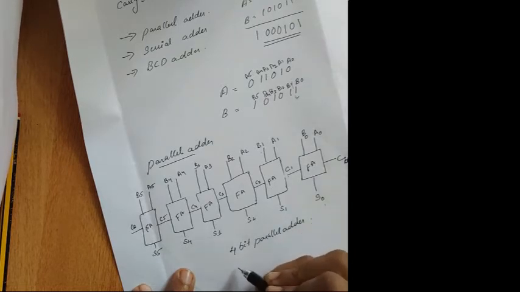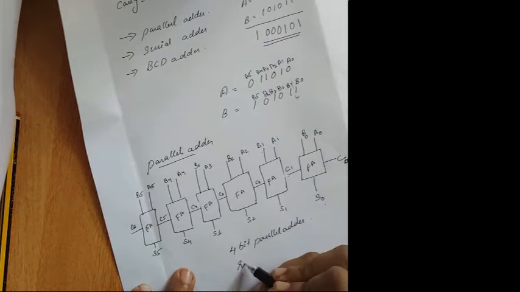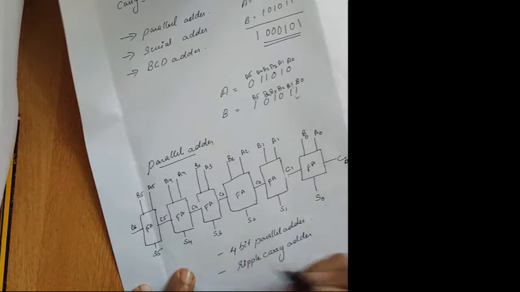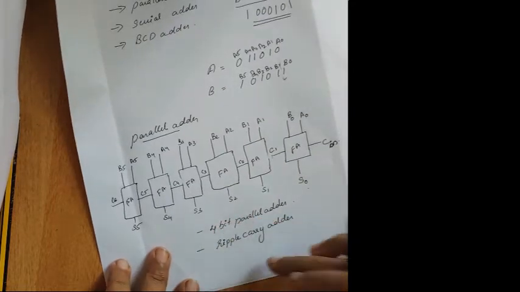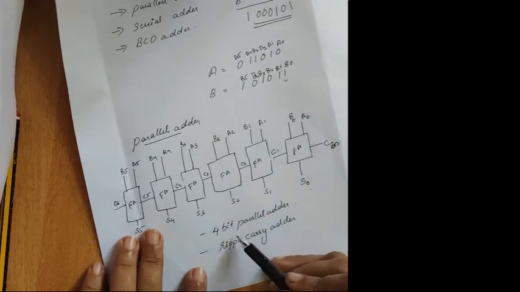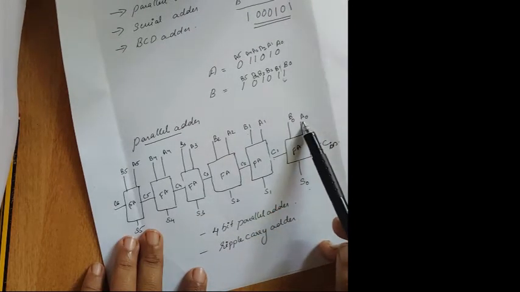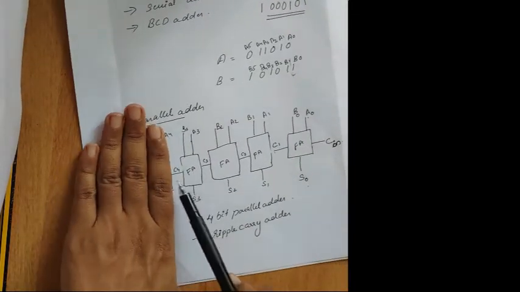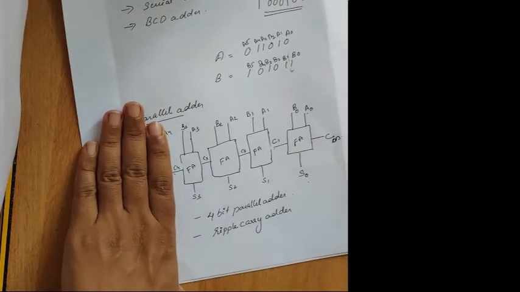Or you can say it as a 4-bit ripple carry adder. It is also called a ripple carry adder. So don't forget, if the question is asking in any two terms, this is your adder. If it is a 4-bit parallel adder, you have to write your data from A0 to A3, and C4 will be your last output.